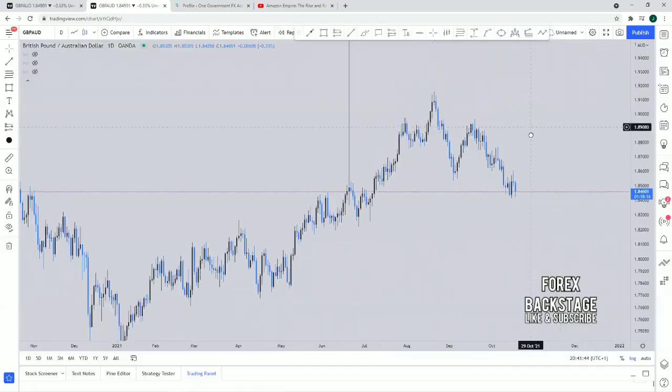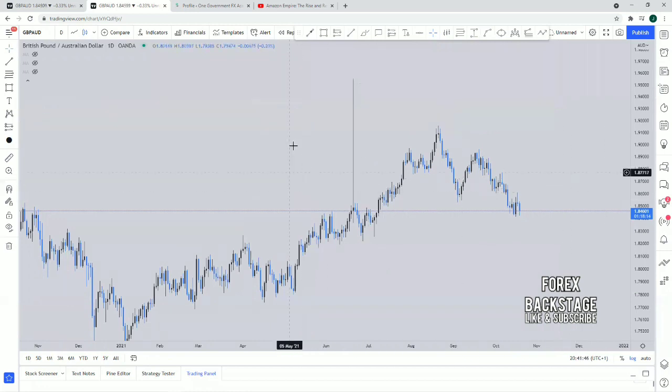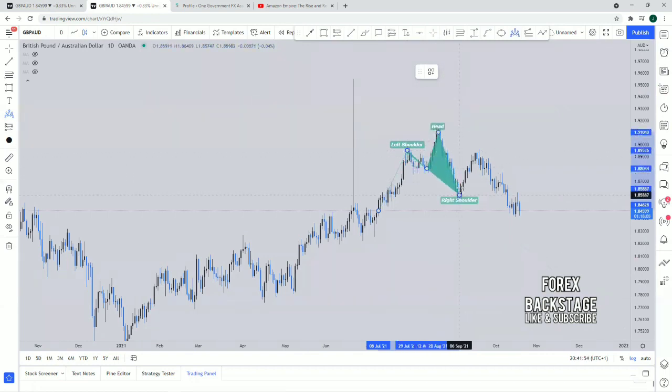Euro AUD, you can see what we had. We had a reversal head and shoulder pattern, right? So you can see this was our first trend reversal on Euro AUD. That gave us the head and shoulder here and took price lower.